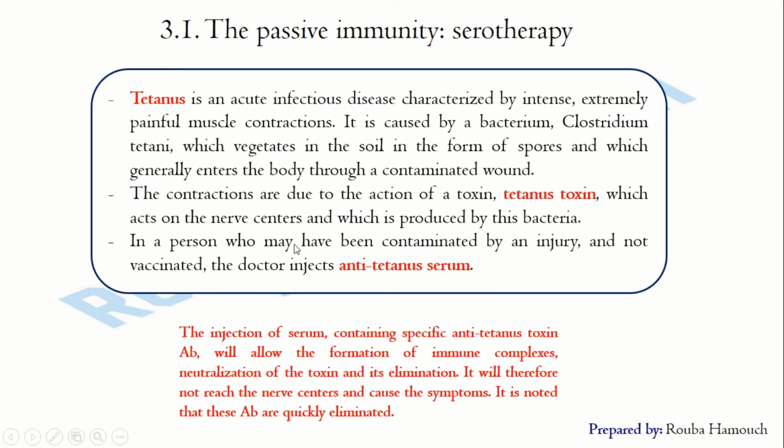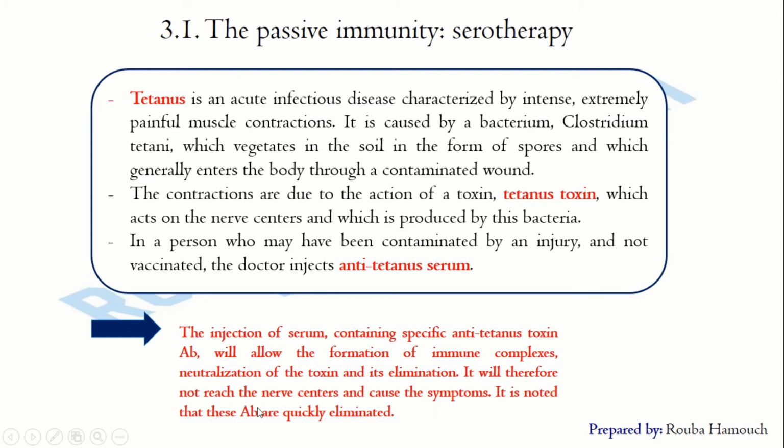So, in a person who may have been contaminated by an injury and not vaccinated against tetanus toxin, the doctor injects anti-tetanus serum. Why does the doctor inject anti-tetanus serum? Because the injection of the serum containing specific anti-tetanus toxin antibodies will allow the formation of immune complexes, and these immune complexes will neutralize the tetanus toxin and lead to its elimination through phagocytosis by phagocytes or through the activation of the complement. Therefore, the toxin will not reach the nerve centers and cause the symptoms.